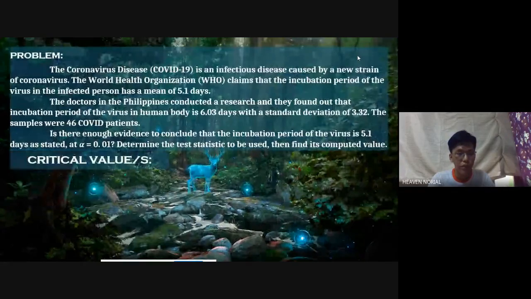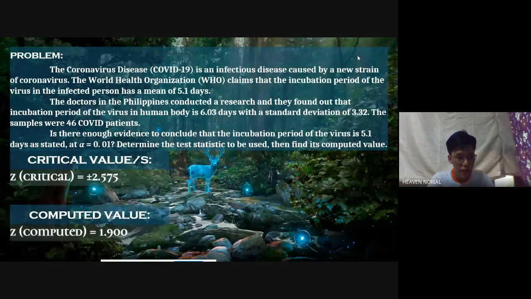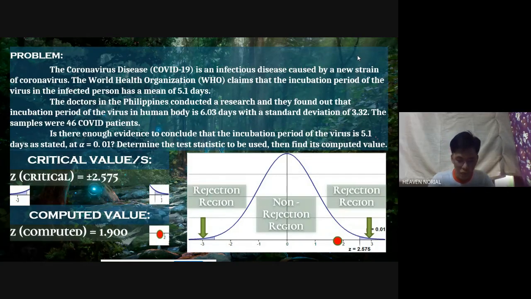Plotting the graph with our z critical values, which are positive and negative 2.575, and z computed value, which is equal to 1.900, it will look like this. The red dot will be our z computed value, and the shaded part will be our z critical values, where it illustrates the range of the rejection region.